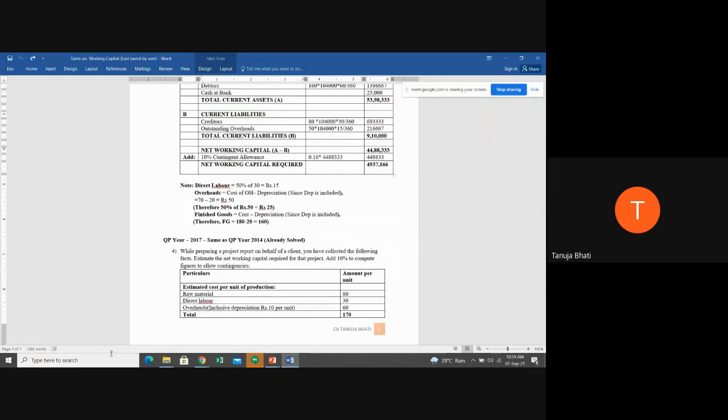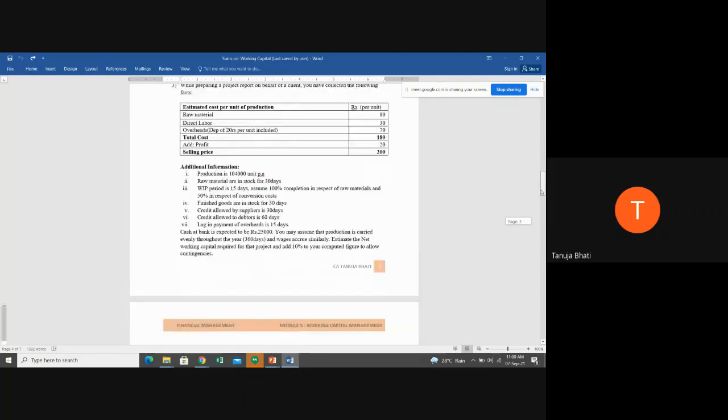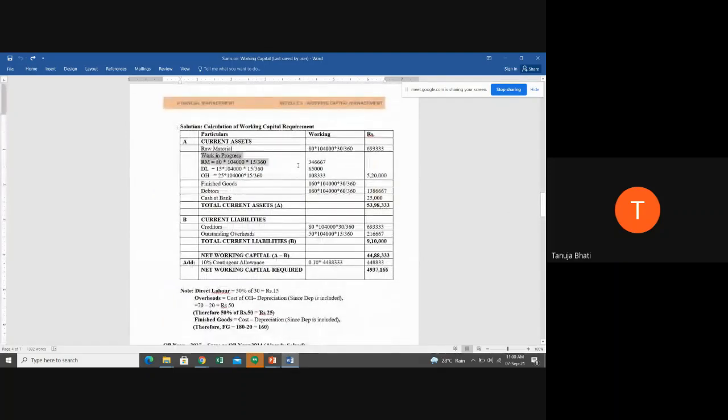See, students, in overhead cost, depreciation is included. Therefore, first we have to exclude the depreciation. So 70 minus 20, that is rupees 50, we have excluded, correct? Now, after excluding, we know in work in progress, the conversion cost has to be taken not at 100%, you have to take 50% of 50. So that is rupees 25. Therefore, overhead cost under work in progress will be 25. Is that clear? Up to here, is it clear to everyone?